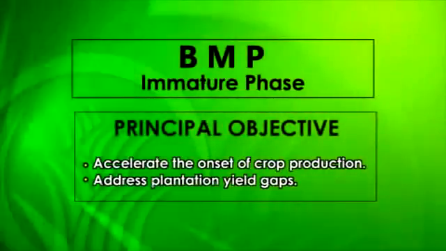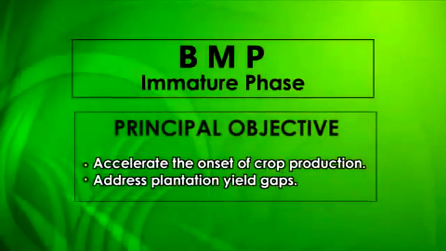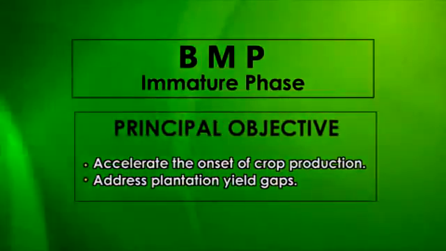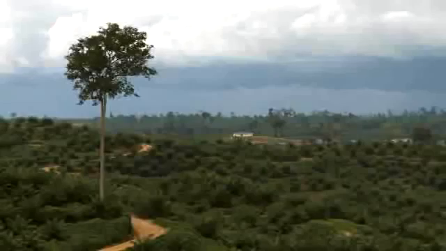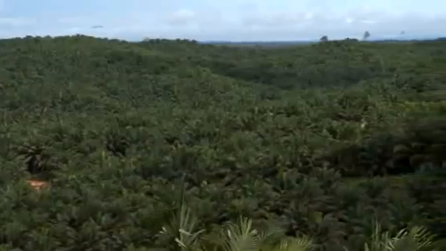The objective of this phase is to significantly accelerate the onset of crop production while addressing the plantation's initial yield gaps. Proper implementation of best management practices during the immature phase will deliver high yield throughout the life cycle of the plantation.